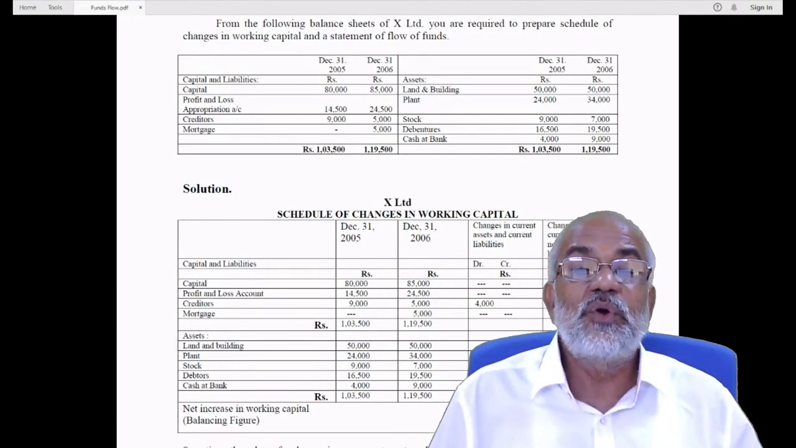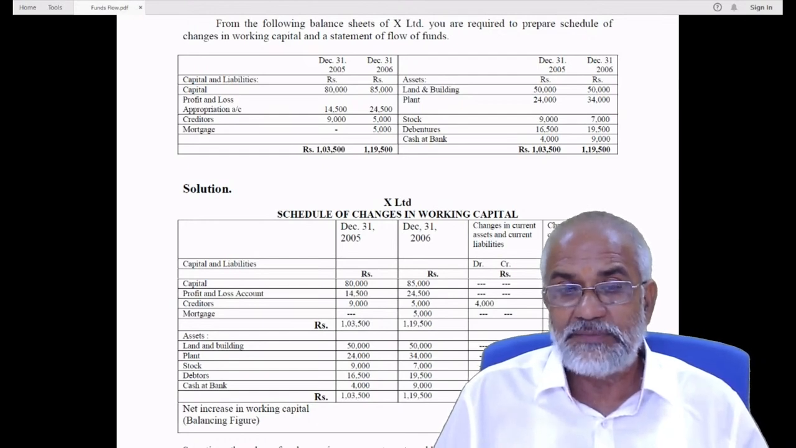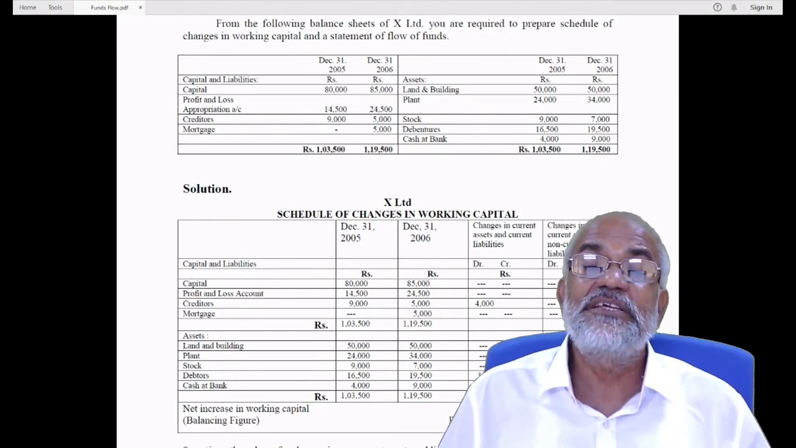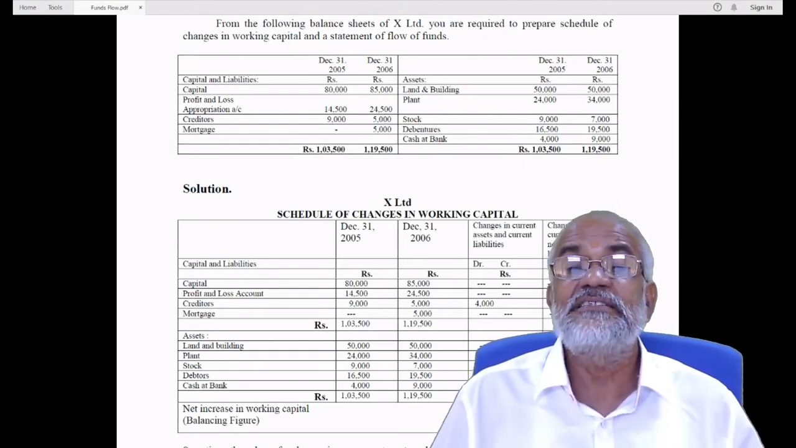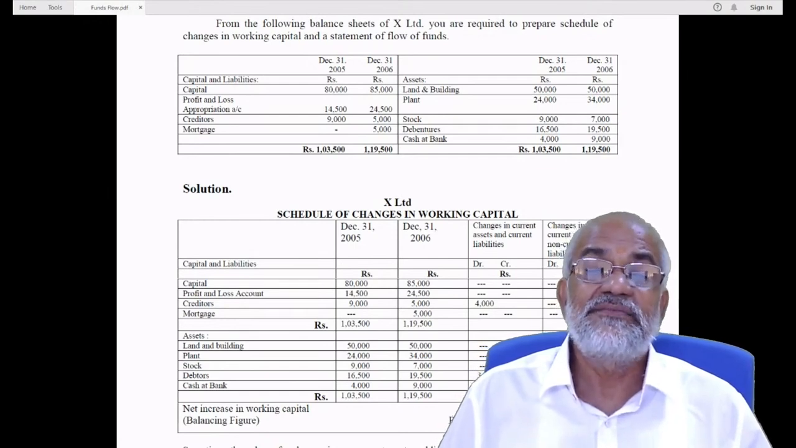Last one is the mortgage or loan. It was 0 at the beginning of the year, that means as on 31st March 2005, and it became 5,000 at the end of the second year, that is 31st March 2006, resulting in an increase of 5,000 in the loan.